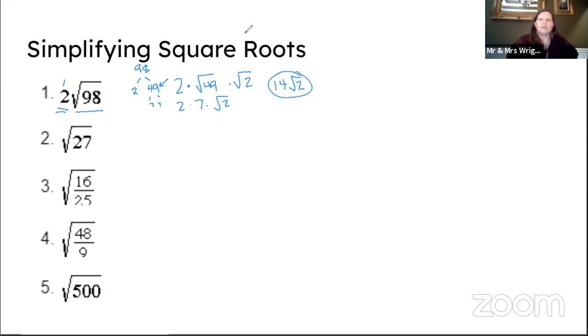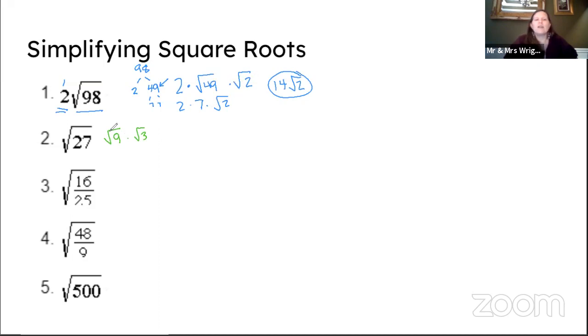All right, I'm going to switch colors here so it's easier to see each problem. 27. I already see a perfect square in this one because I know that 3 times 9 is 27. So this is the same thing as 9 times square root of 3. If you notice, I have my multiplication facts memorized with the smaller number first, 3 times 9. But when I write it down, like with this one, I said 2 times 49, but I wrote it down 49 times 2.